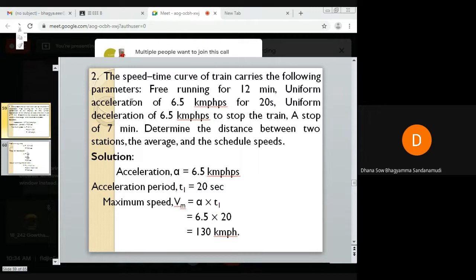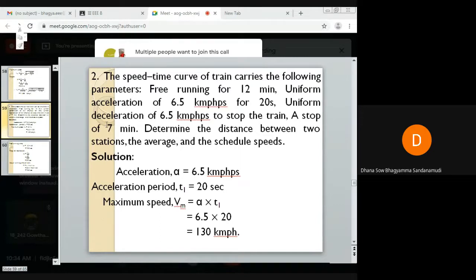So the acceleration alpha is given, that is 6.5 kilometers per hour per second, and the duration of this acceleration is given, that is 20 seconds. And uniform deceleration of 6.5 kilometers per hour per second, which means beta is given. Beta is 6.5 kilometers per hour per second to stop the train. So deceleration beta, or we can even say retardation. Retardation is nothing but deceleration.